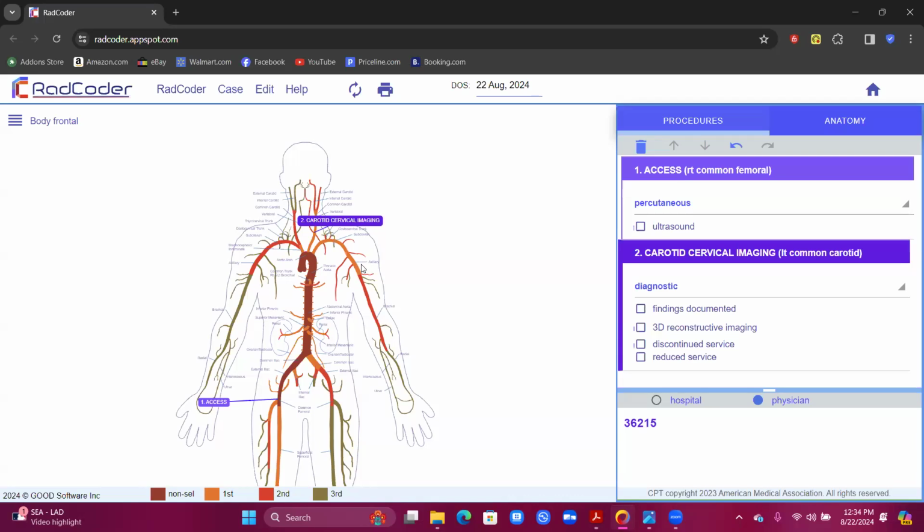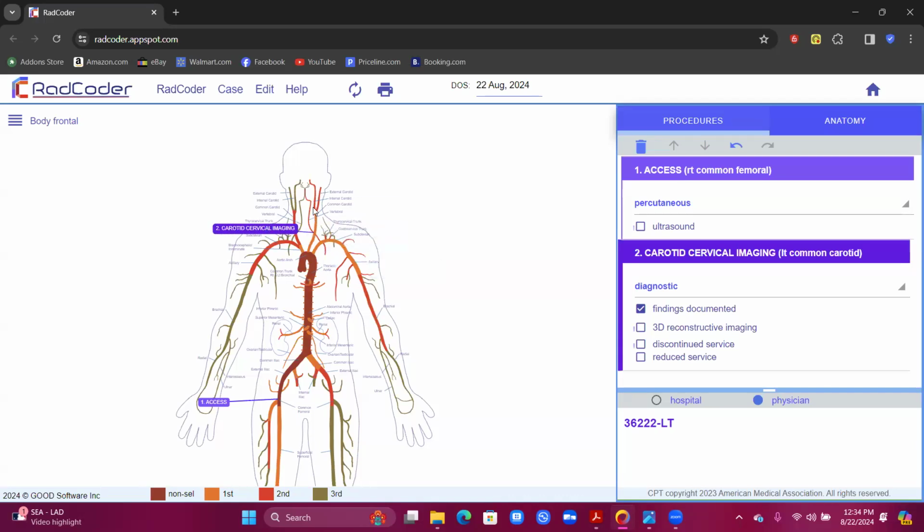Okay, the code hasn't changed yet because we want to confirm in our operative report that the physician truly did a diagnostic study and their diagnostic findings are documented. So when I check the findings documented box, you'll see in the bottom right-hand corner, that code is going to change to now the 36222 based on how I dialed in the procedure.